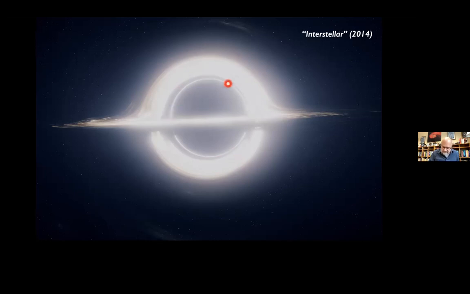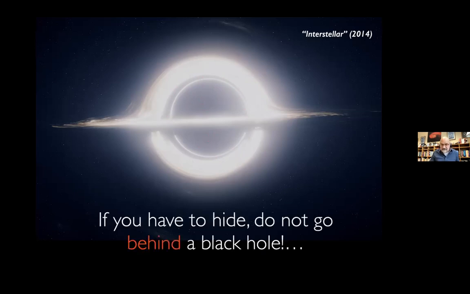You also see this very thin and bright ring. This is the photon ring. I will explain this better. And you see this dark region here. This is not the event horizon. This is what we call the shadow, and I'll explain that. For the time being, though, the lesson you have to learn is that if you have to hide, don't go behind a black hole. That doesn't help.